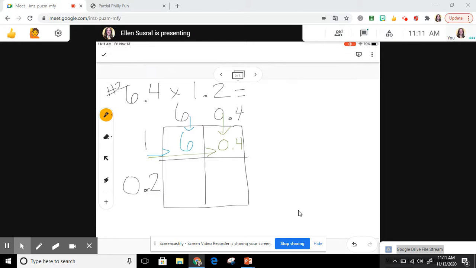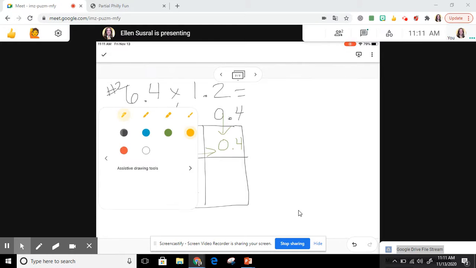2/10 times 6. And I know that 6 times 2 is 12, but I do need to put my decimal in. I know that there's 1 digit after the decimal in 2/10. So in my answer, I need to have 1 digit after my decimal. So I'm going to put the decimal in between the 1 and the 2.